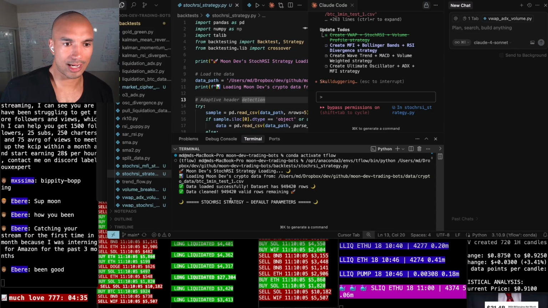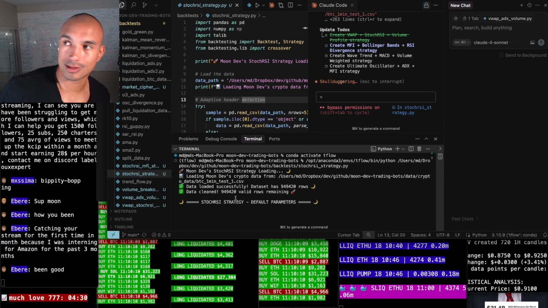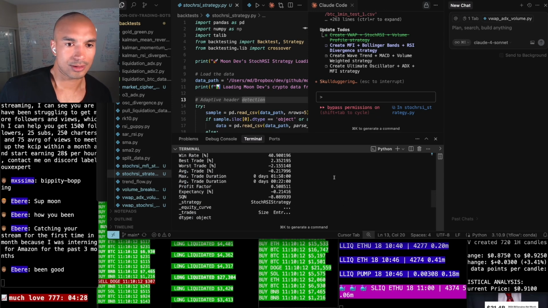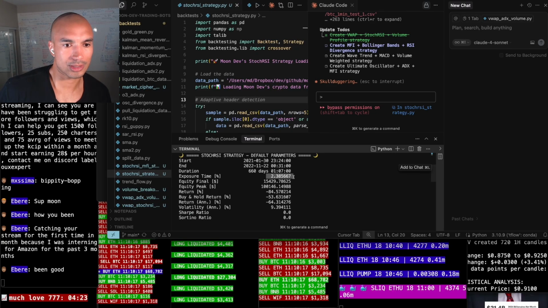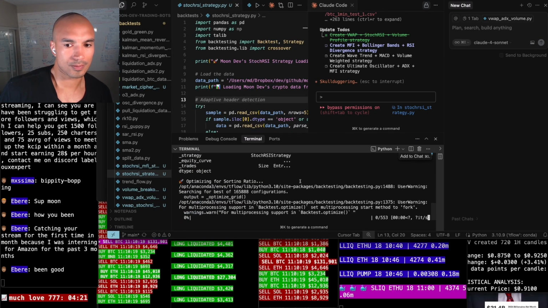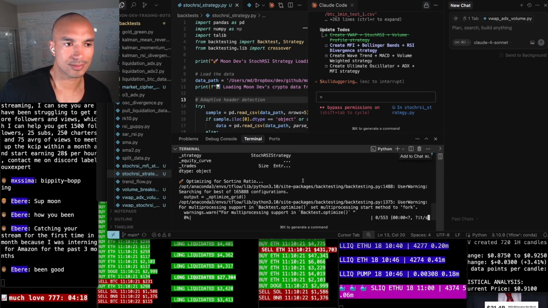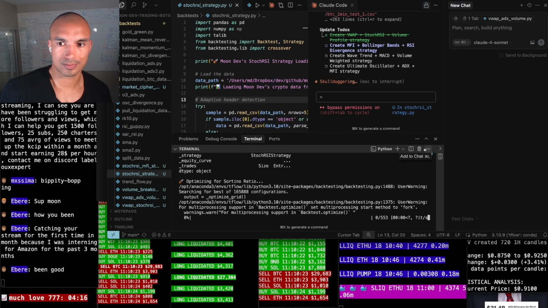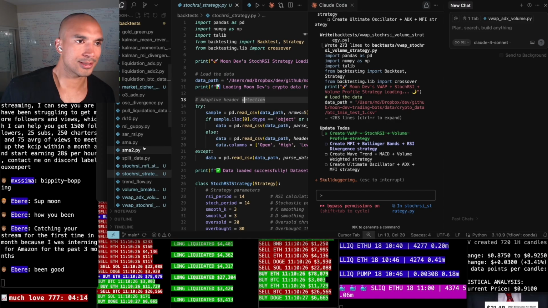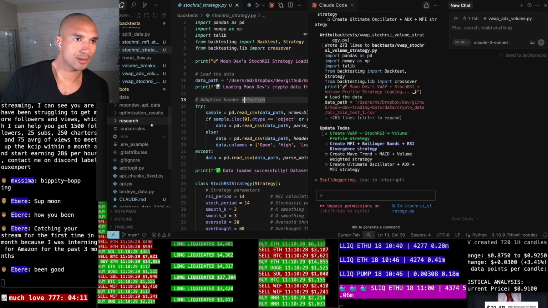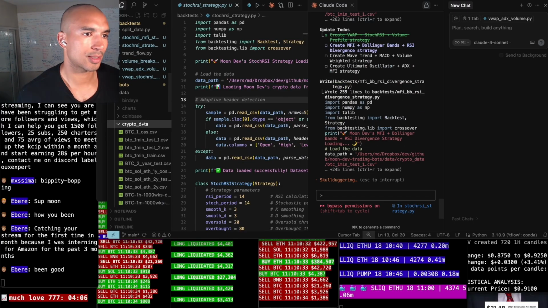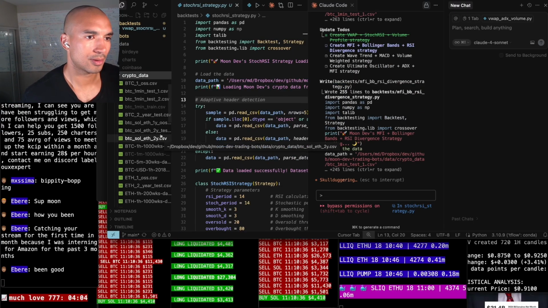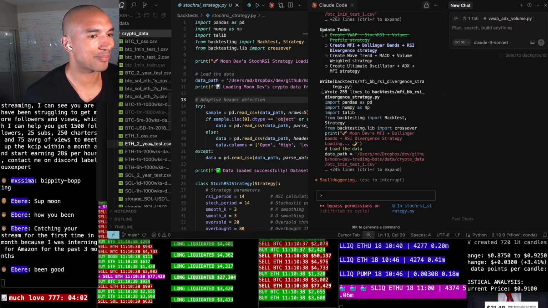Loading data. Got a million lines of 1 minute data. That's a lot. Okay, let's see how it did. It went to 0, it looks like. Exposure time's only 2.3%. Nice. I'm not about to optimize this. I want to test it on some other data as well, like more longer term. 1 minute data is kind of crazy.